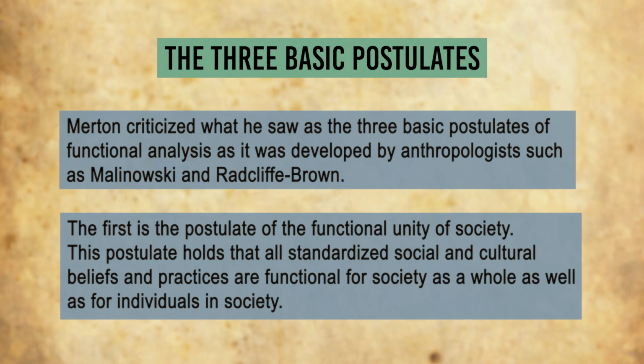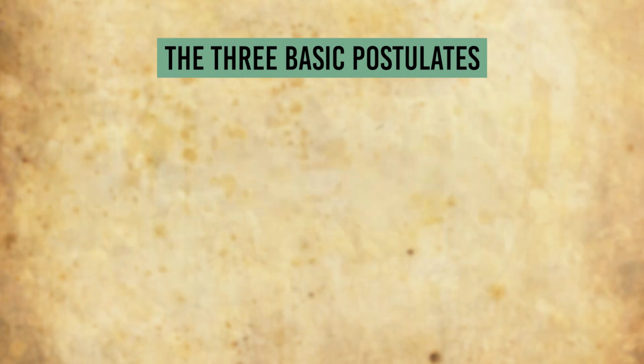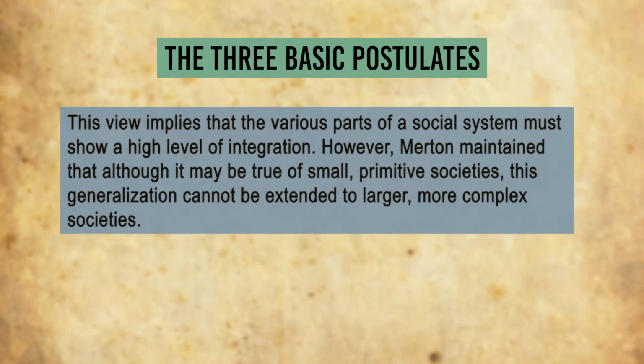Now, this postulate holds that all standard social and cultural beliefs and practices are functional for society as a whole, as well as for individuals in society. This view implies that the various parts of the social system must show a high level of integration. However, Merton maintained that although it may be true for very small primitive societies, this generalization cannot be extended to larger, more complex societies.